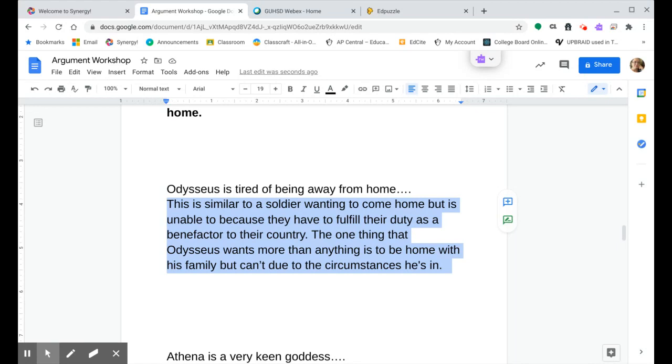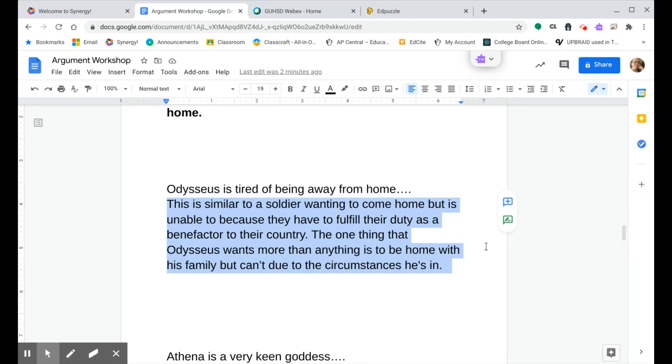So could it be, sure, we could say something like, this is similar to an American soldier stuck in Iraq who desperately wants to come home for the holidays and connect with their family, and watch their children open Christmas presents under the tree. But they believe that they have a duty to protect American freedoms. And so they stay away. And that's exactly what Odysseus is doing. He wants to be home with his family, but his feeling of obligation means that he has to choose the war over them.